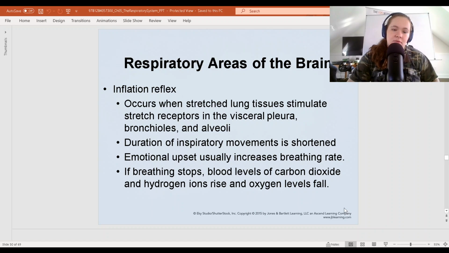The inflation reflex occurs when stretched lung tissue stimulates stretch receptors in the visceral pleura, bronchioles, and alveoli. During inspiratory movements, inspiration is shortened. Emotional upset usually increases breathing rate, and if breathing stops, blood levels of carbon dioxide and hydrogen ions rise and oxygen levels fall.